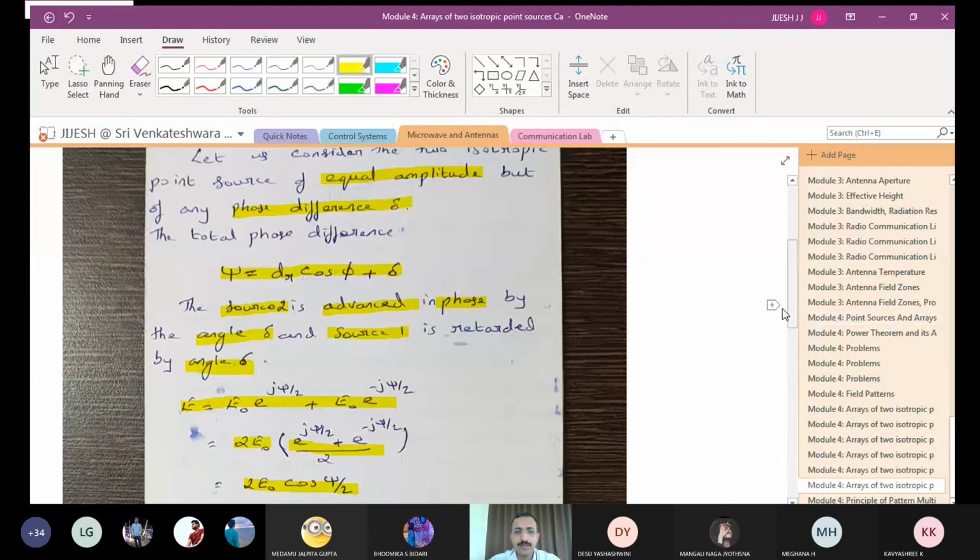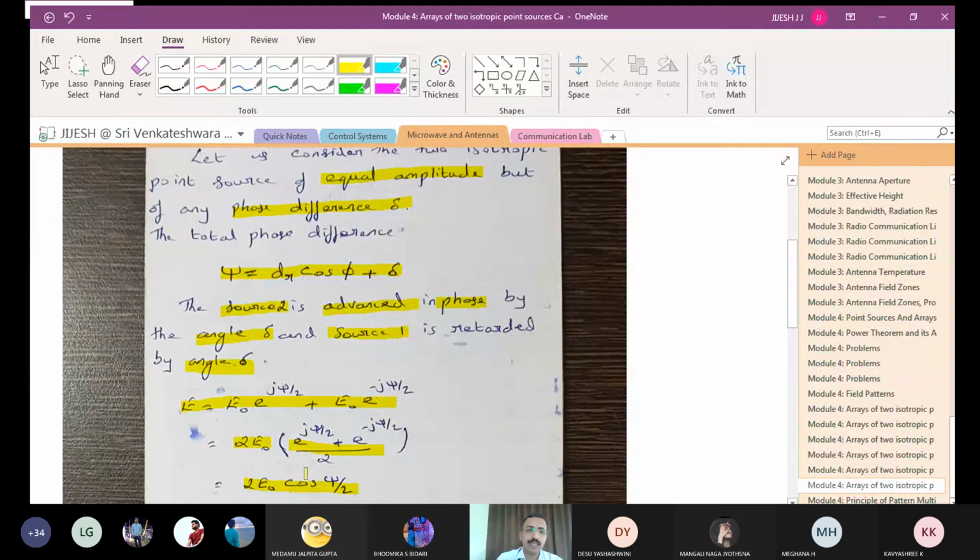So we got E is equal to E naught e to the power of j psi by 2 plus E naught e to the power of minus j psi by 2. We have taken the common term 2 E naught outside and got e to the power of j psi by 2 plus e to the power of minus j psi by 2 divided by 2. We know this is the same as cos of psi by 2, so we have replaced it and end up with 2 E naught cos psi by 2. So this is what we get for E.